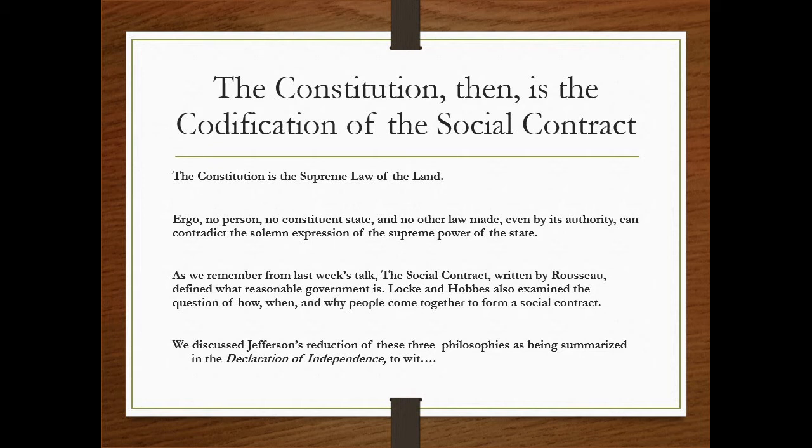Therefore, there is no law that is higher than the Constitution because all law is made by the authority of the Constitution. Check? So the Constitution is the supreme law of the land, which means, if you're following me down the primrose path here, that no person, no constituent state, no law, no individual, no school district, no governor, no principal, no priest, no bishop, nothing can supplant the authority of the Constitution. If there is a contradiction between a state law and the Constitution, or between a national law and the Constitution, it's the law that falls, not the Constitution. The Constitution is supreme.